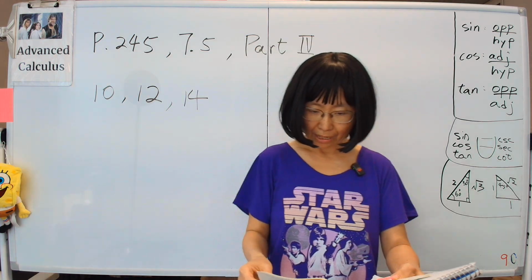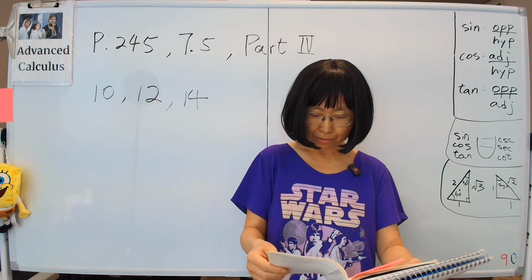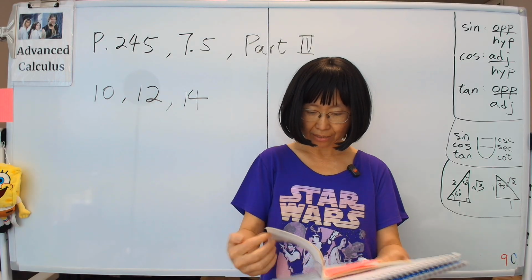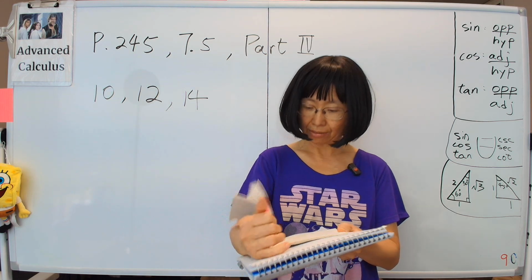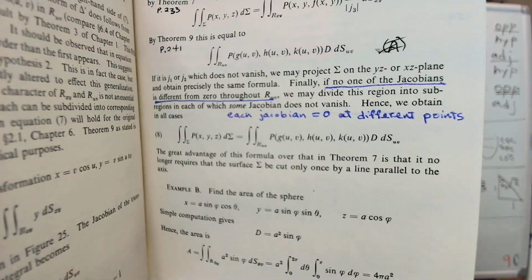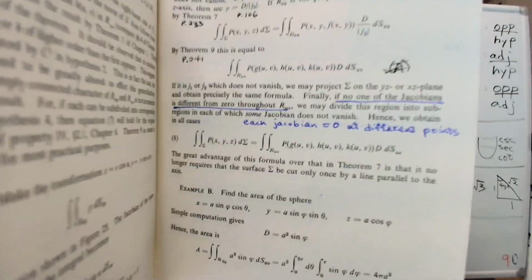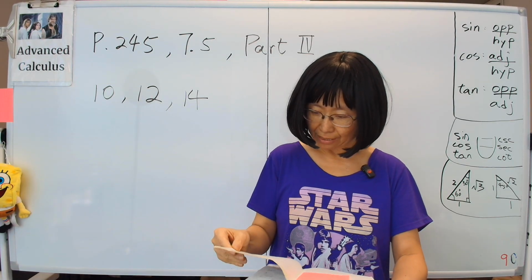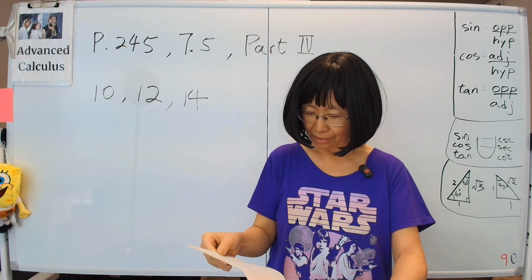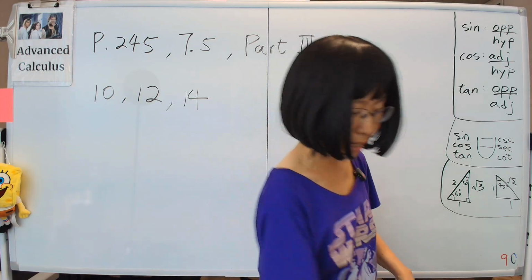So problem 10 on page 245, we are supposed to use equation 8, which is this thing right here, the standard transformation equation on page 243. We're supposed to use this equation to show that the area of a surface of revolution is the formula that they gave us. All right, so let's do that.